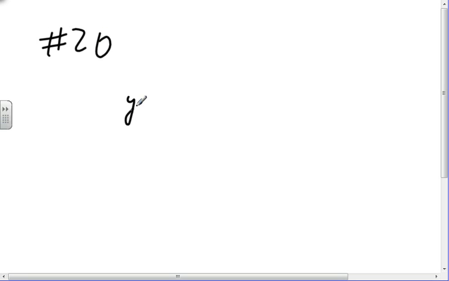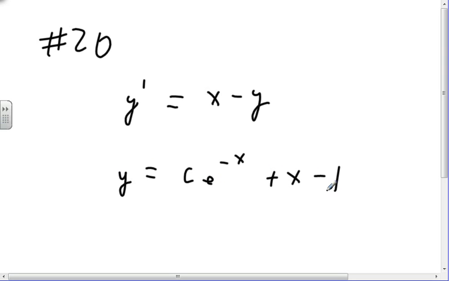So I've got y prime equals x minus y. And we say that y is equal to c e to the 7x plus x minus 1.